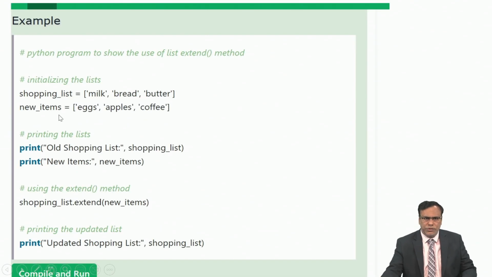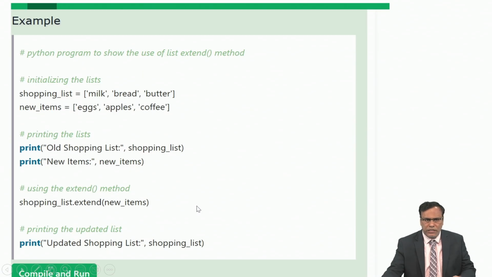So here is an example. In the shopping list earlier, there were 3 items: milk, bread, butter, and this is a new list by the name new items. It has 3 items. What we have done here is, at first we printed that old list, that is shopping list, and after adding these new items to this shopping list, you are going to have the newly added items. So altogether you are going to have 3 plus 3, that is 6 items.